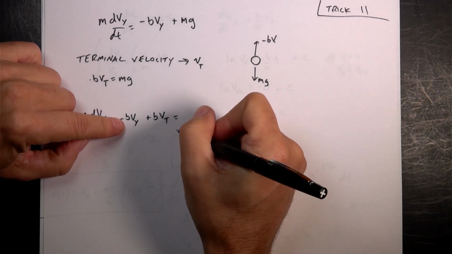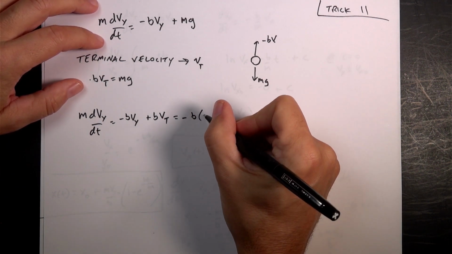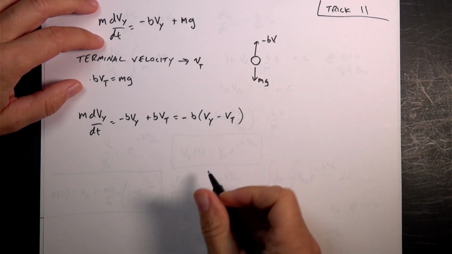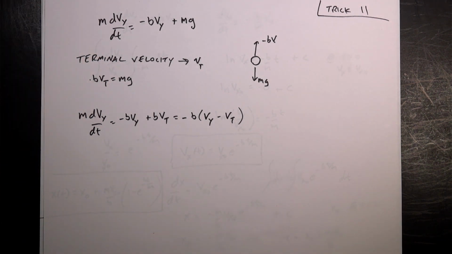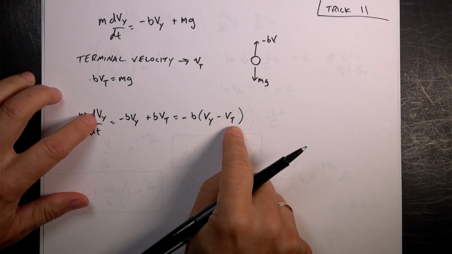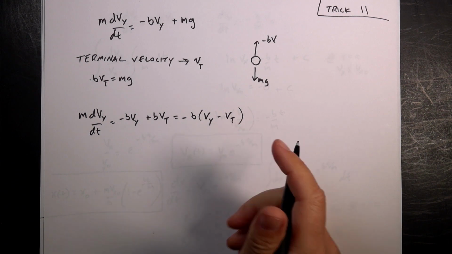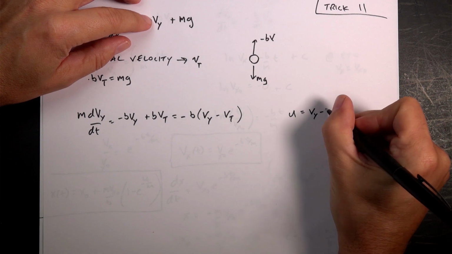I can factor out the negative b, so I can say negative b times (vy minus vt), because then it looks like the same thing. One of the things about solving equations like this is you can either know the trick, or you can have solved so many of these that you see the trick. Here I see a term, vy minus vt, and I see a derivative, and I could do a u substitution where these two things would be the same. So let's say new variable u equals vy minus vt.